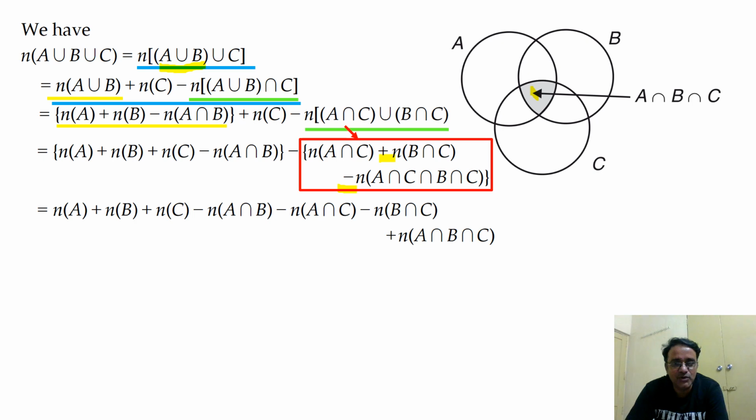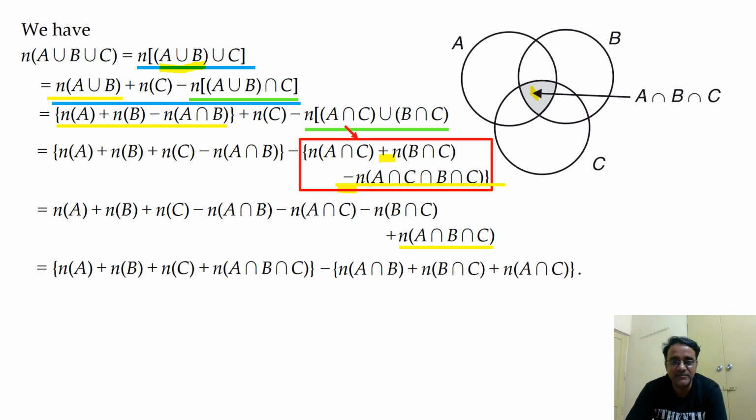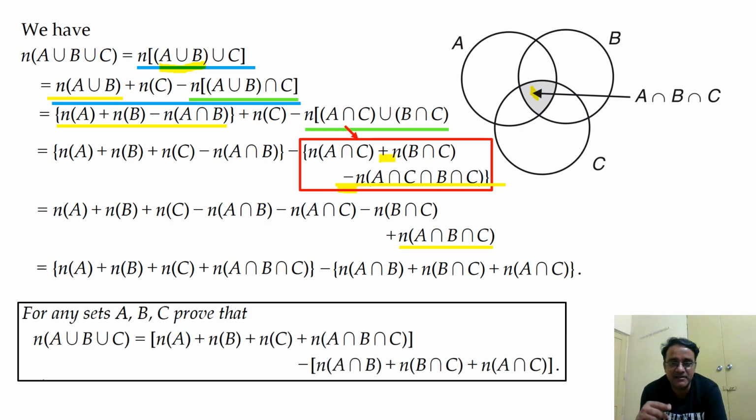Okay, so I'm going to rearrange this one. See carefully, this A intersection C intersection B intersection C will become n of A intersection B intersection C. So this is the arrangement, n of A plus n of B plus n of C. We put all the plus terms on one side and all the minus terms on one side within the bracket. So we got the formula, this is the proof of this formula.